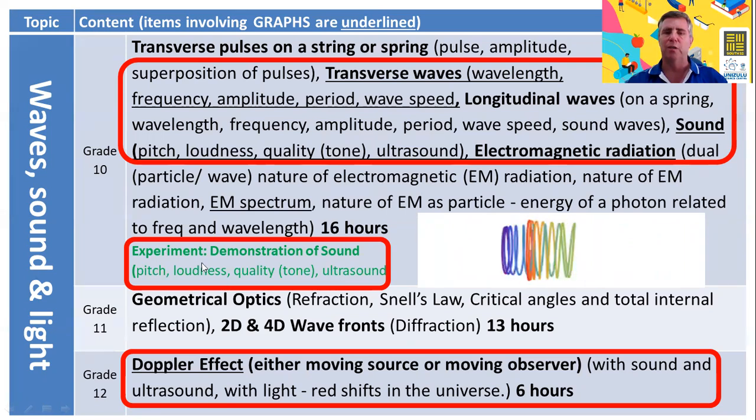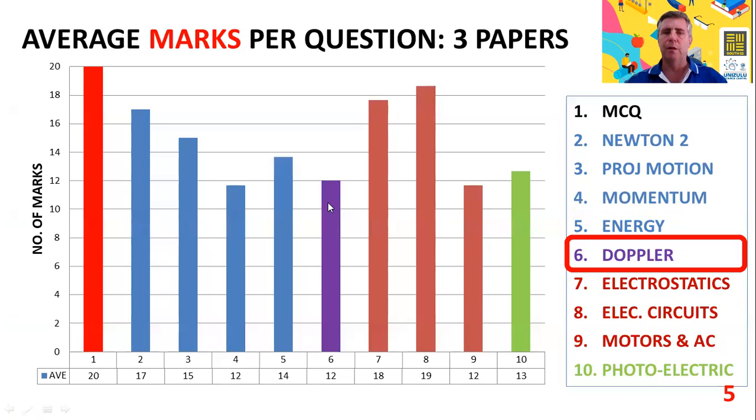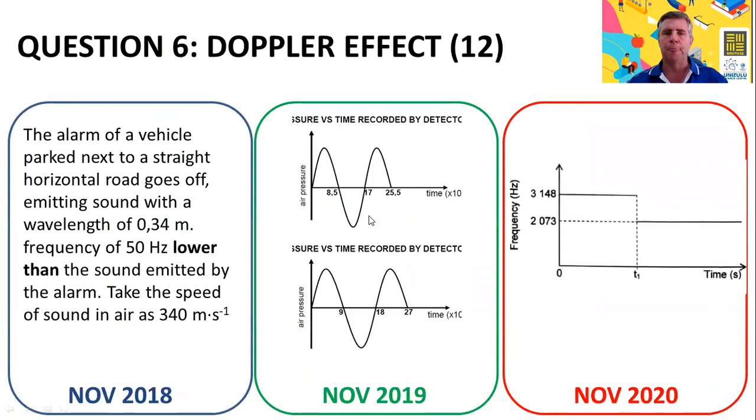And that was an experiment on the demonstration of sound. So on page 5, with the breakdown of the paper, remember this graph shows the average number of marks per question. The 10 questions are always the same, not the same question, but the same subject area. Question 6 is on the Doppler effect, and on average over the last 3 years, it has been 12 marks. So it's one of the shorter questions, but still important to get those marks.